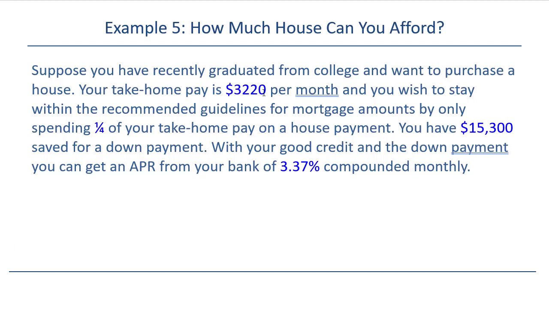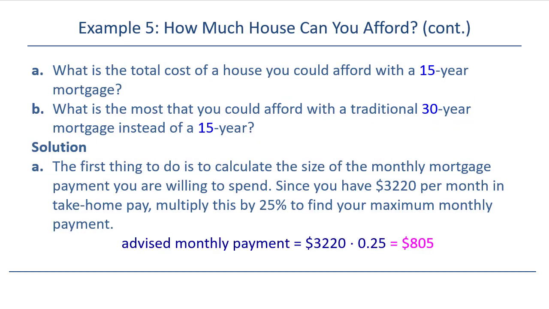So for instance, you take home $3,220 per month, so that's how much you take home after taxes, right? You wish to stay within the recommended guidelines for mortgage payments by only spending a quarter of your take-home pay on a house payment. So you have $15,300 saved for a down payment. You know that you can only afford a quarter of this per month, and the current APR that your bank is offering for mortgages is 3.37%. So now we can figure out the total cost of a house you can afford with a 15-year mortgage and the total amount you can afford with the traditional 30-year mortgage.